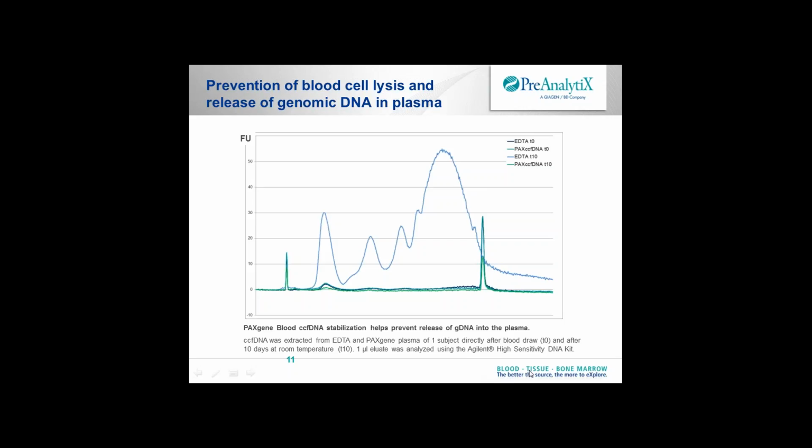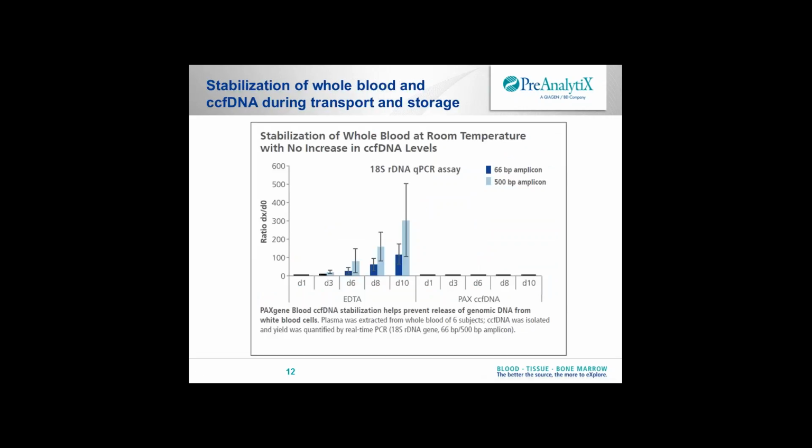So this is the Agilent picture, but we of course have done other analysis to further demonstrate this, and this is shown in this picture here. With the areas that were shown in the picture before, we did PCR, and we developed an assay targeting the 18S rDNA. This is a duplex assay with one amplicon of 66 base pairs, representing the short fragment, and an amplicon of 500 base pairs, representing more the larger fragment, and additionally the apoptotic fragment that comes if you have apoptosis in your blood.